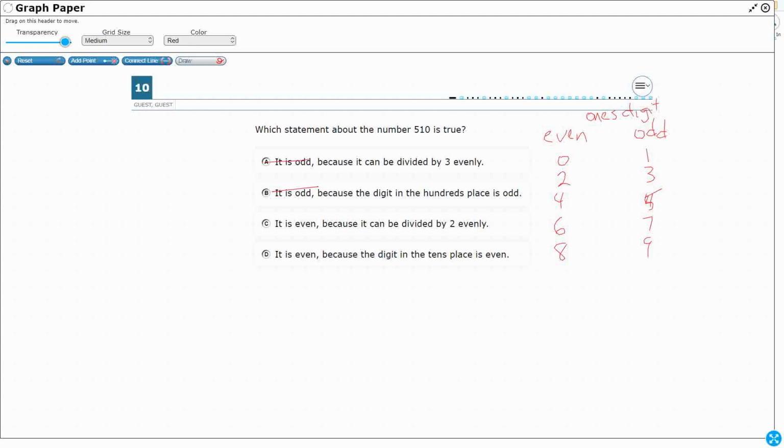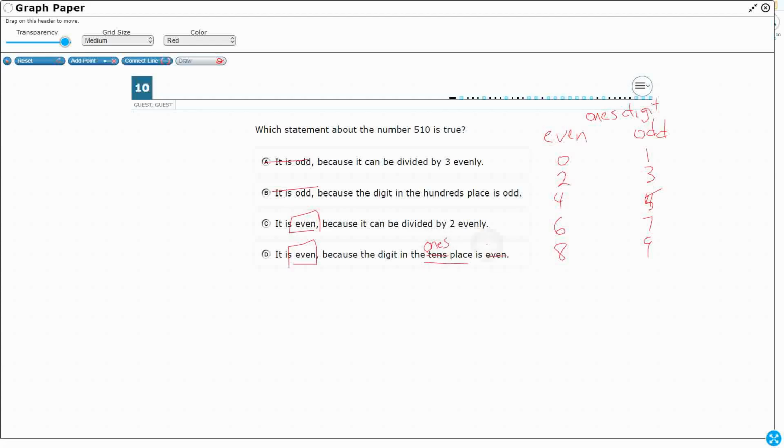But why is it even? Right? If they just know it's even because the ones digit is 0, 2, 4, 6, or 8, that's not one of the answer choices. So there's two answer choices that include the word even, but we need to know why. So what makes this even? Is it because it could be divided by 2 evenly? Or is it because the tens place is even? Well, first off, we don't look at the tens place, we look at the ones place.